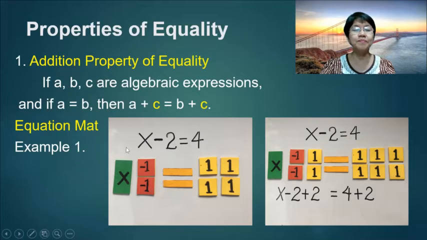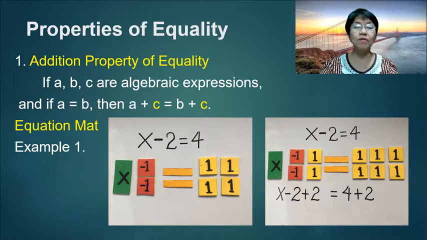Example 1, x minus 2 is equal to 4. So we have here the x tile and then the two negative unit tiles, -1 and -1, and then we have the 4 unit tiles on the right side of the equation. Now, the goal is to solve for x. So, when we solve for x, we isolate x on one side of the equation.